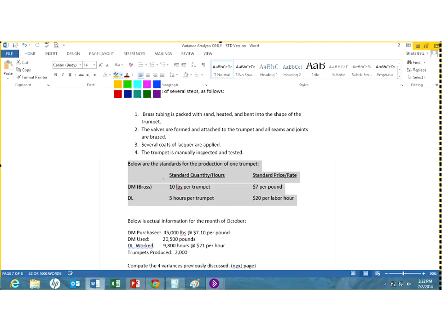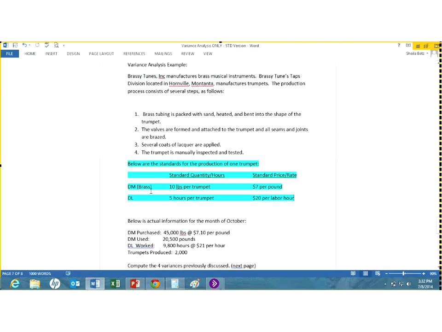So once again, I'm going to highlight this in blue. So they're expecting to use 10 pounds of material per trumpet, and they're expecting to pay $7 per pound. For labor, they're expecting to use 5 hours per trumpet, and they're expecting to pay $20 per labor hour.